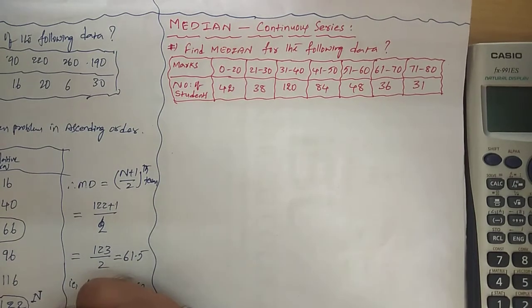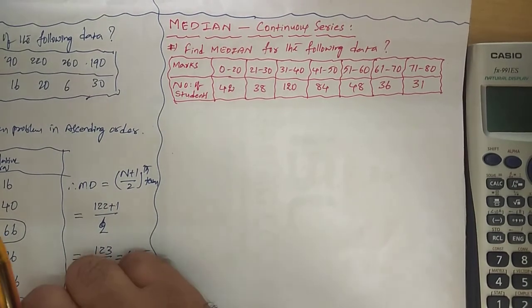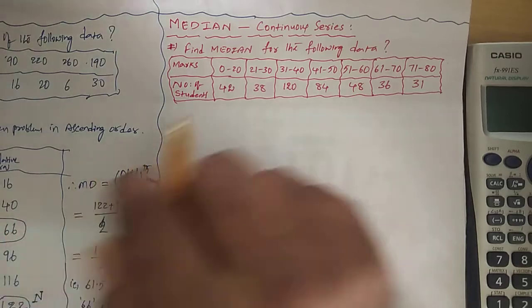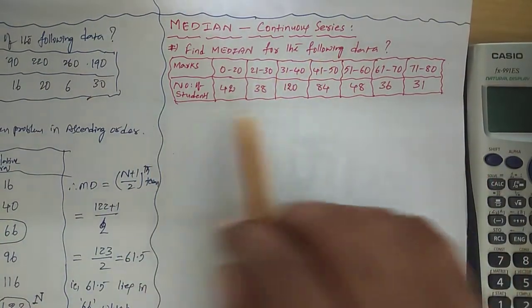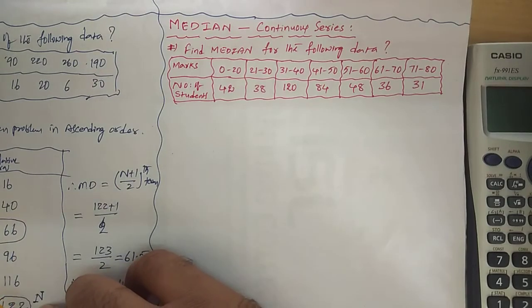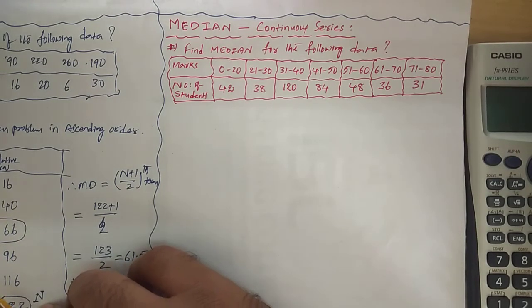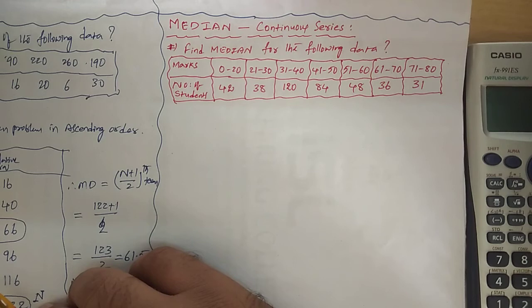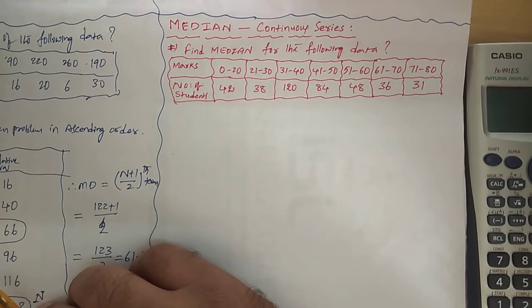Today we go for understanding how to calculate median in the case of continuous data, or else continuous series. Yesterday we came to know how to calculate median for an individual series as well as a discrete series.